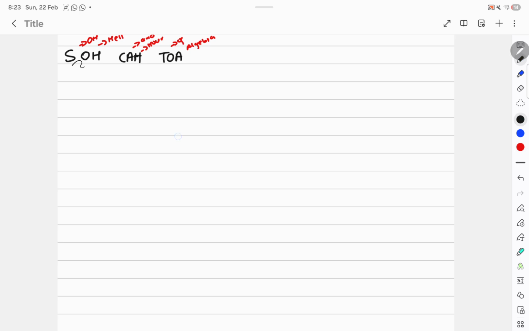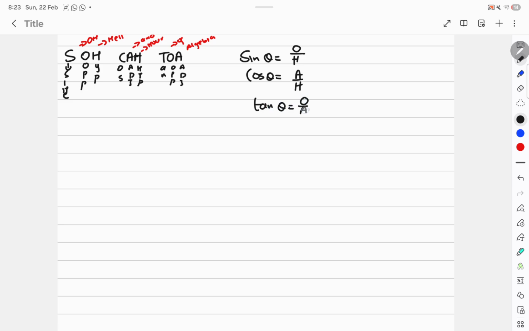The O is for opposite. S is for sin, O is opposite, and then this is the hypotenuse. This is cos, adjacent, hypotenuse, tangent, opposite, adjacent. Now, this is just reminding us that if I'm dealing with the sine of an angle, it's the opposite divided by the hypotenuse. And if I'm dealing with the cos of an angle, it's adjacent over the hypotenuse. The tan of an angle, it's opposite over adjacent.